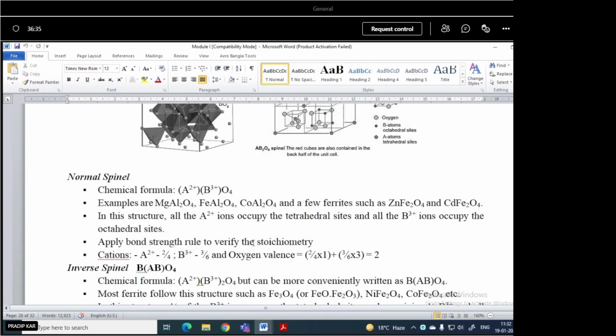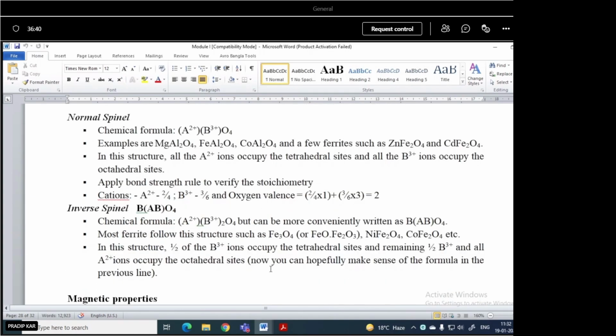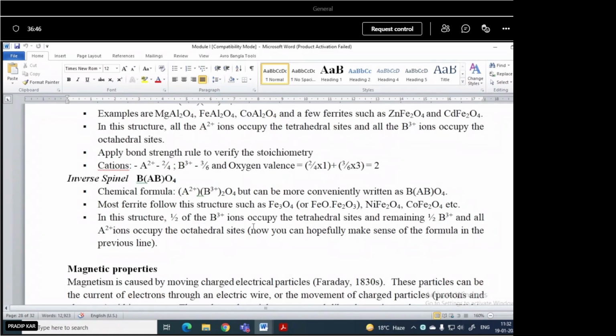The inverse spinel has the opposite site occupancy. Half of the B3 plus occupy the tetrahedral site, and the other half of B3 plus and all A2 plus occupy the octahedral site. Only here is the difference. Half of B3 plus occupy the tetrahedral, and half of B3 including all A2 plus occupy the octahedral site. This is the inverse spinel.